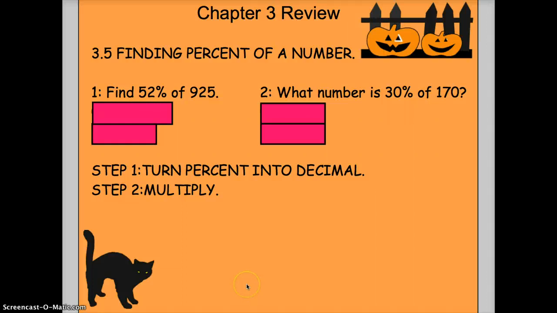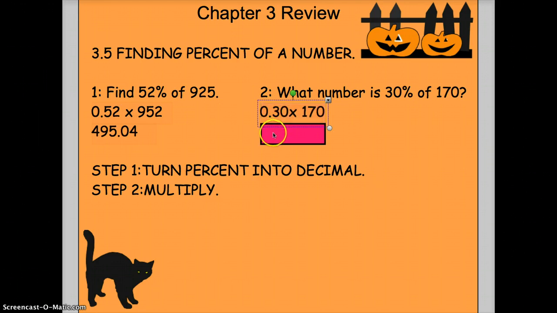3.5, finding percent of a number. 52% of 925. Of course, I turn my percent into a decimal and multiply, and I have my answer. Number 2, 30% of 170. Turn my percent into a decimal and multiply, and I have my answer.